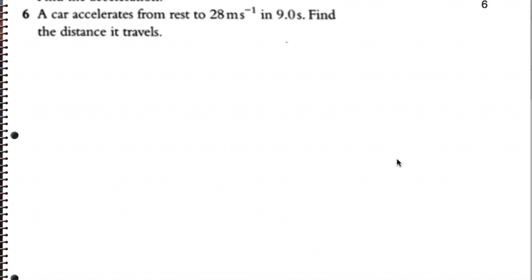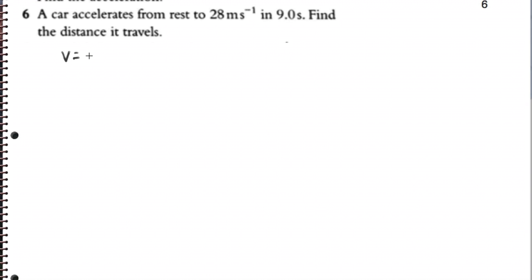I wanted to go ahead and actually do an example problem for you based on the homework that's due Friday. We did one in class, and I just want to follow up with one now. So here we go. We have a car accelerating from rest to 28 meters per second in 9 seconds. When we're going to find the distance it travels, let's just write out the equations that we have.